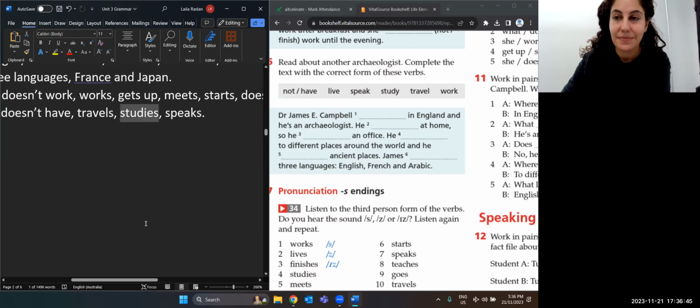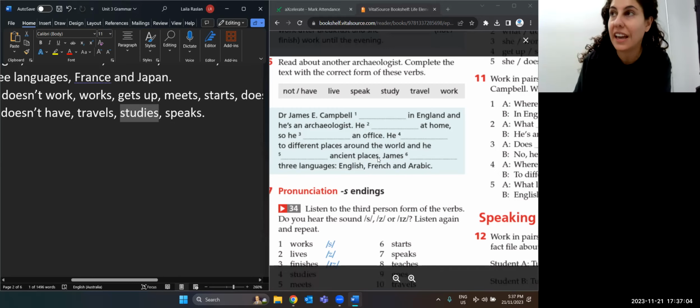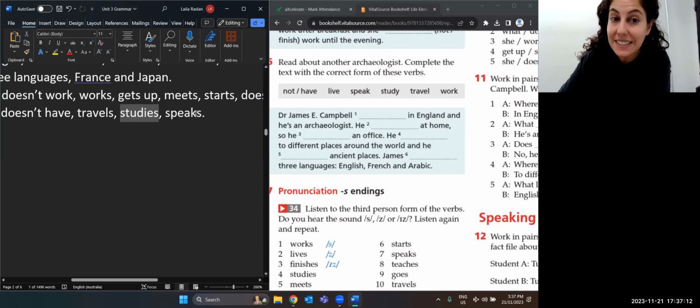studies. So remember, any action word that has a Y as the ending, you change it to IES. So he studies, and we've got to make sure we pronounce that ES. So studies ancient places. So really make sure strong ending on the S's. Studies ancient places. James speaks. Don't forget the S at the end. He speaks 3 languages: English, French, and Arabic.